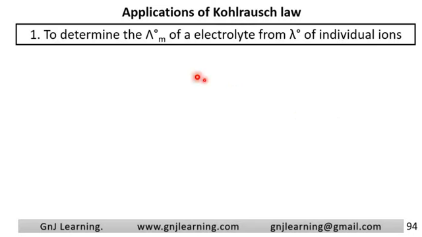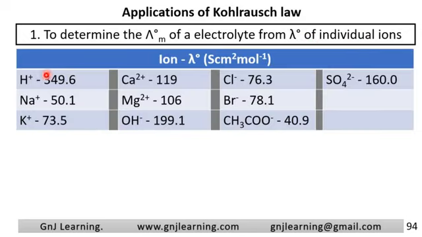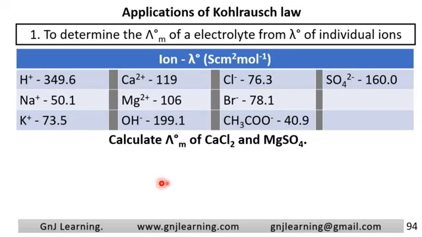One application is to determine lambda M0 of an electrolyte. I can use lambda M0 of an electrolyte from a list of lambda 0 of individual ions. So I have a list. For H plus, the lambda 0 value is this. For Na plus, and so for all the ions, lambda 0 is given in this table. And you are asked to calculate lambda M0 of CaCl2 and MgSO4.